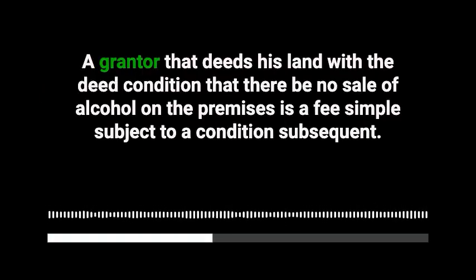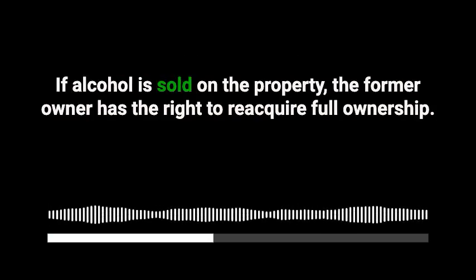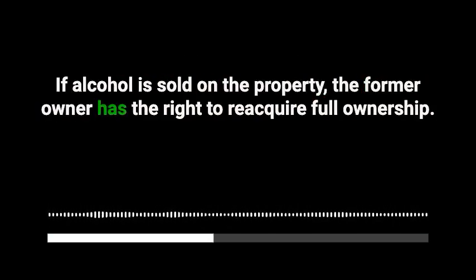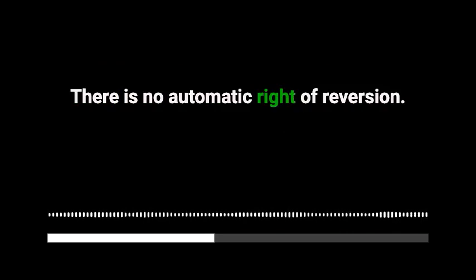Example: a grantor that deeds his land with the deed condition that there be no sale of alcohol on the premises is a fee simple subject to a condition subsequent. If alcohol is sold on the property, the former owner has the right to reacquire full ownership. It will be necessary for the grantor to go to court to assert that right. There is no automatic right of reversion.